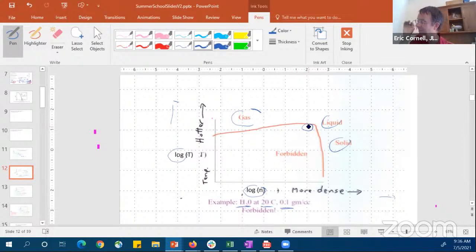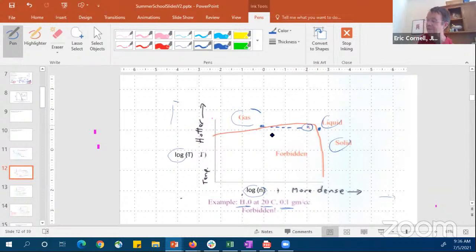Say, well, I'll just take a can and fill it 10% full of water, put it at room temperature, and shake up the can. Do I get water in the forbidden region? No. At the bottom of the can, I get a high density liquid, and at the top of the can, I get a low density gas. So all along that same temperature line, I have both states, but not this forbidden state.